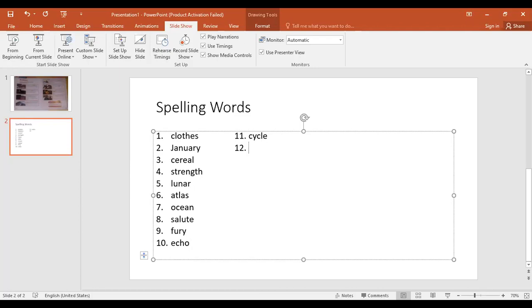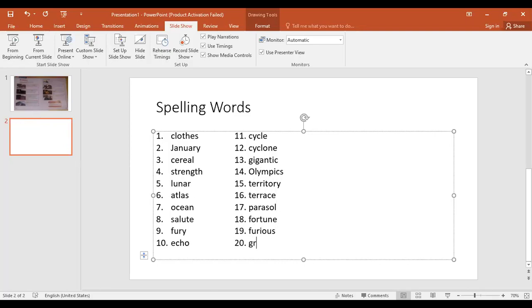Number 12, cyclone, number 13, gigantic, number 14, Olympics, number 15, territory, number 16, Paris, 17, parasol, 18, fortune, 19, curious, and 20 is gracious.